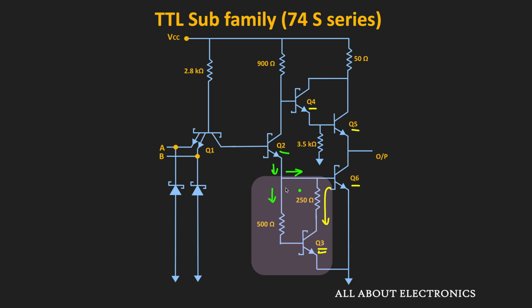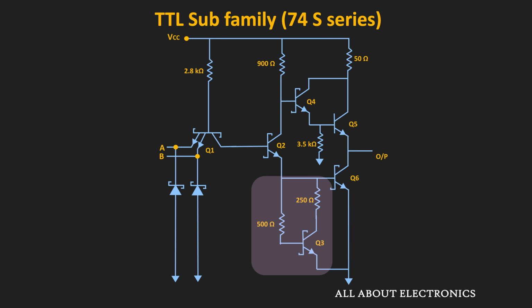So it won't get turned on until there is a sufficient voltage at the base of this Q3. That means until this Q3 gets turned on, this Q3 transistor will not draw any current, and therefore this entire current will go into the base of the Q6, and due to that this Q6 will turn on faster. So in short, because of this Q3 transistor, this output transistor Q6 can get switched on and off faster.